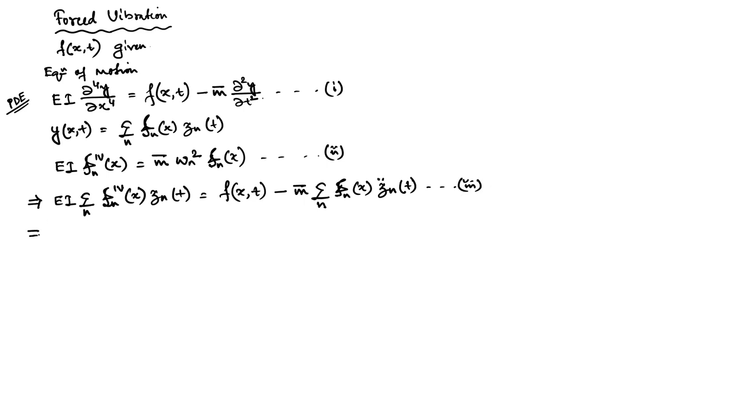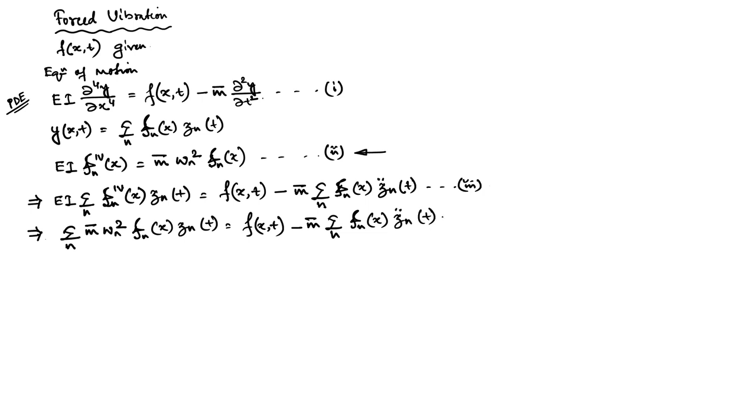Now, what we can do in place of this EI fourth derivative of phi n x, we can replace this expression in equation 2. So, what we have is summation over all n m bar omega n square phi n x z n t is equal to f of x comma t minus m bar summation over all n phi n x z n double dot of t. So, that is the fourth equation. Now, at this level you can sense what we are going to do. We are going to multiply this expression by phi n and then integrate over the whole length. So, what we will do?